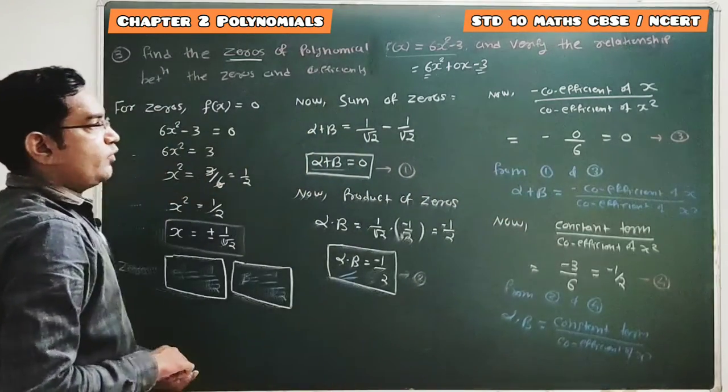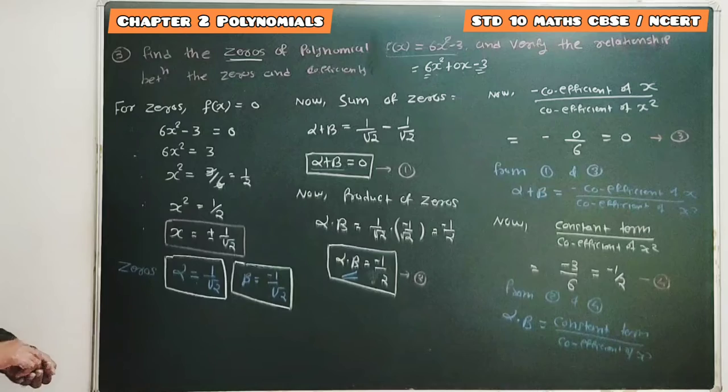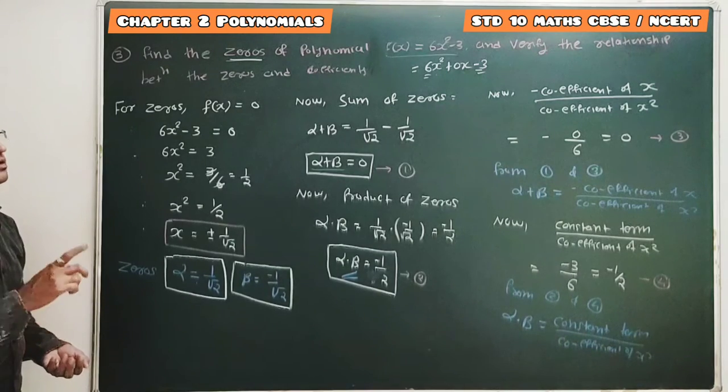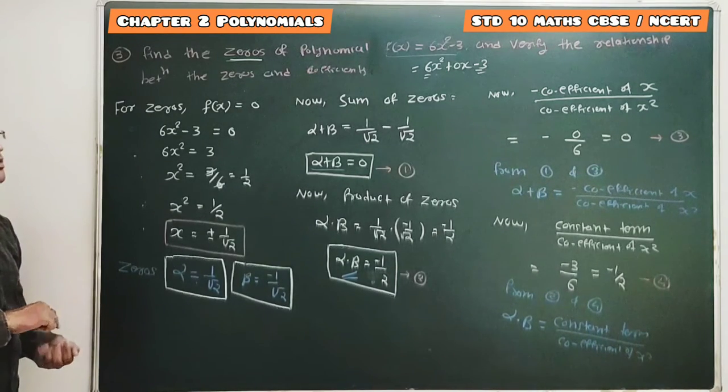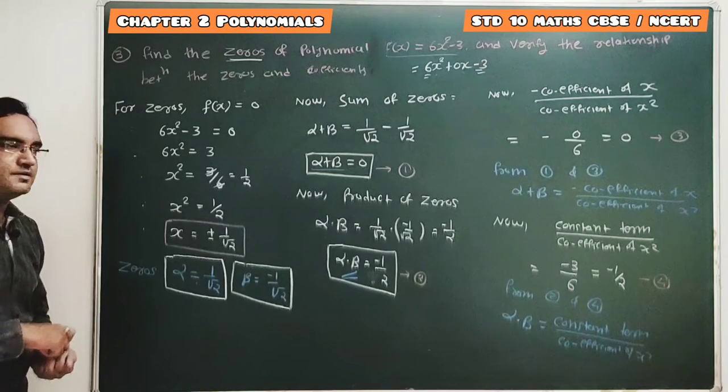So this is how we can verify the relationship between zeros and coefficients of a polynomial. Clear, students?